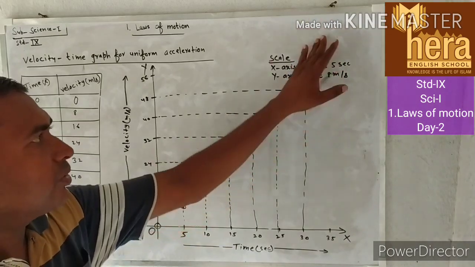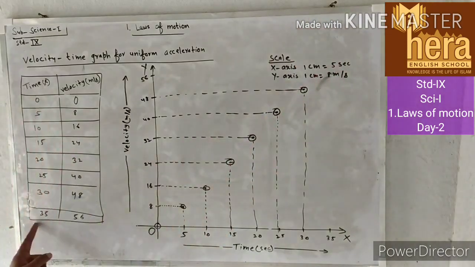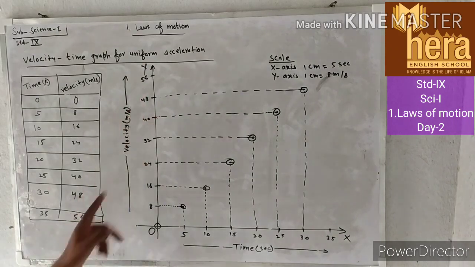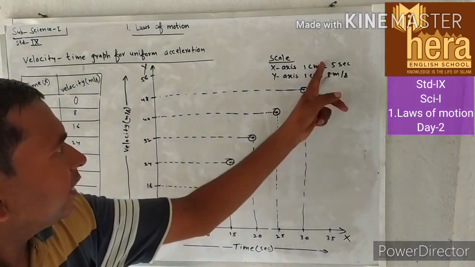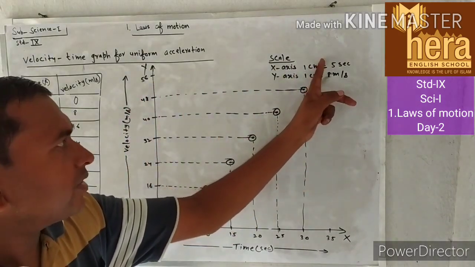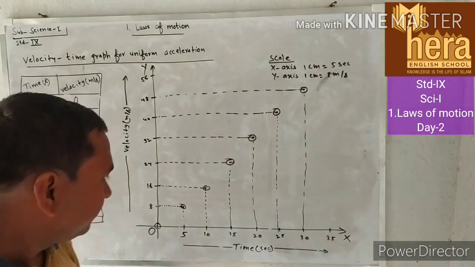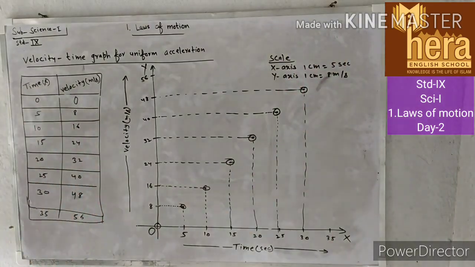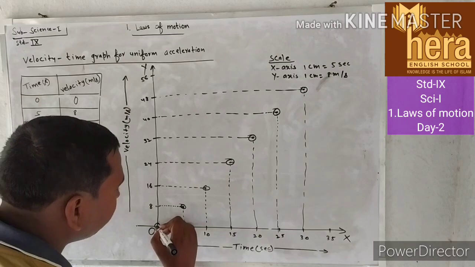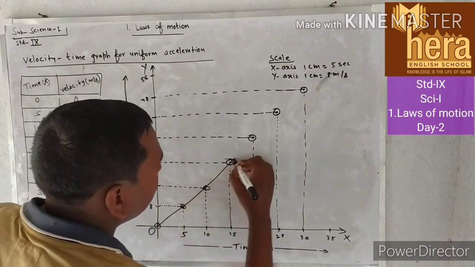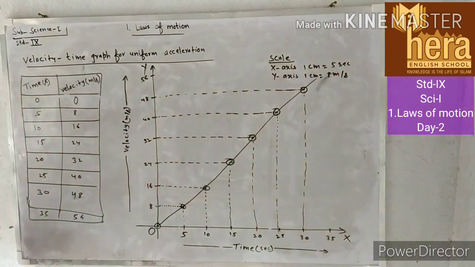I am not taking it because I have written here. So I hope you understood. At 35 seconds the point will come here, but I am not taking it because I have written here. You have to meet all the points. Okay. So this is the velocity time graph.